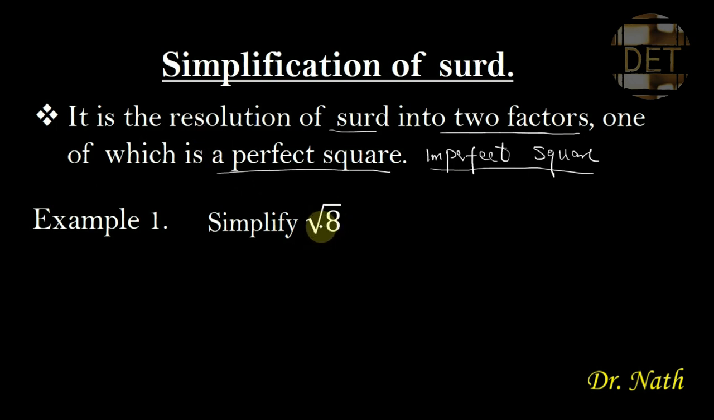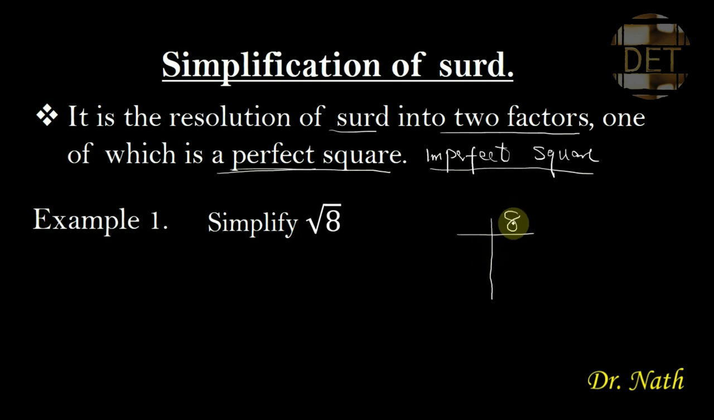So to simplify this surd, we are going to resolve or break down the square root of 8 into two factors, one of which will be a perfect square and the other an imperfect square. And how are we going to do this? To break down this number into a perfect square and an imperfect square, we start dividing the number. So what I'm going to do is draw out a factorization table and start dividing until I get a perfect square.